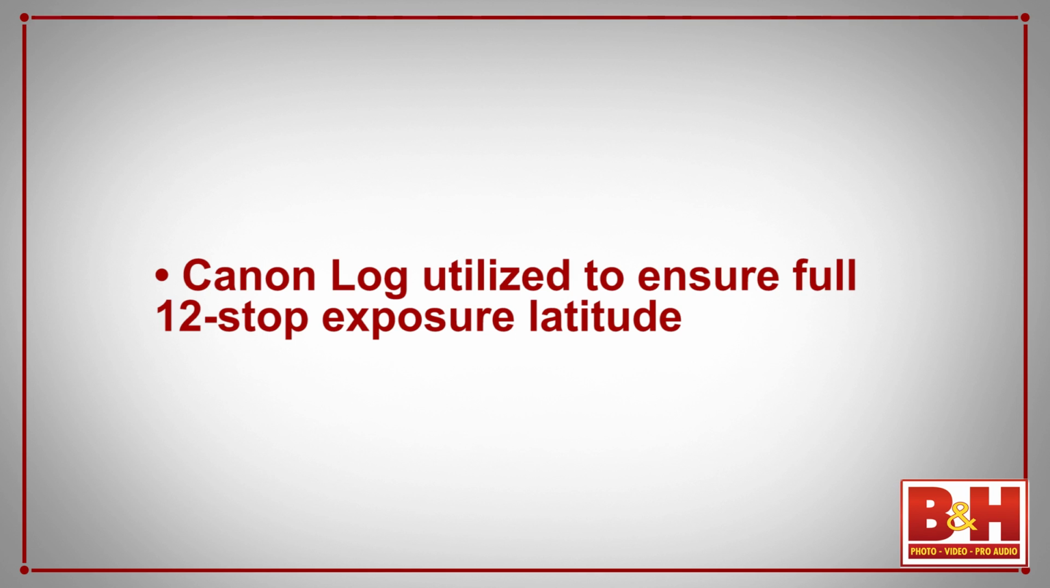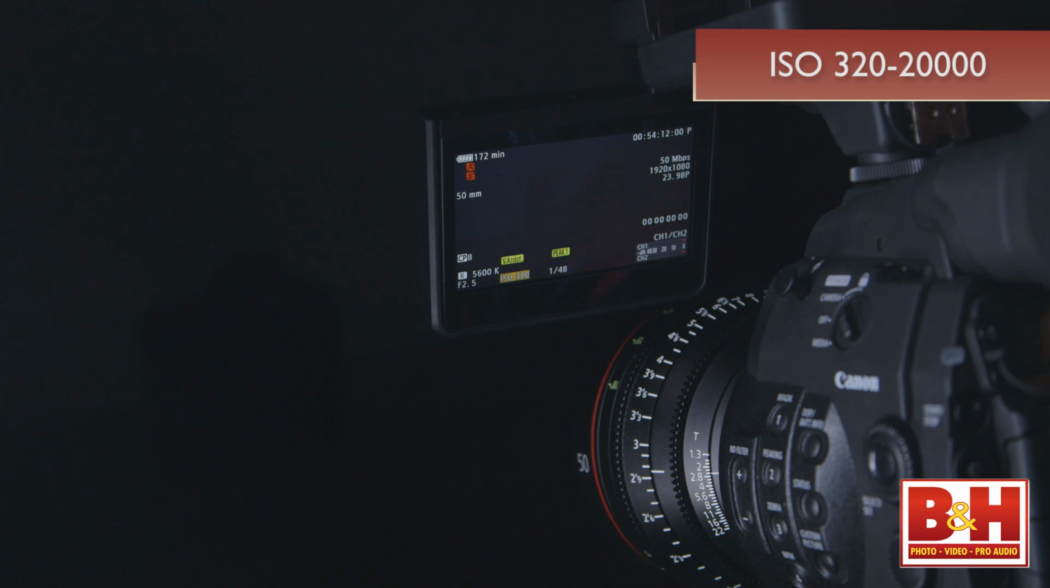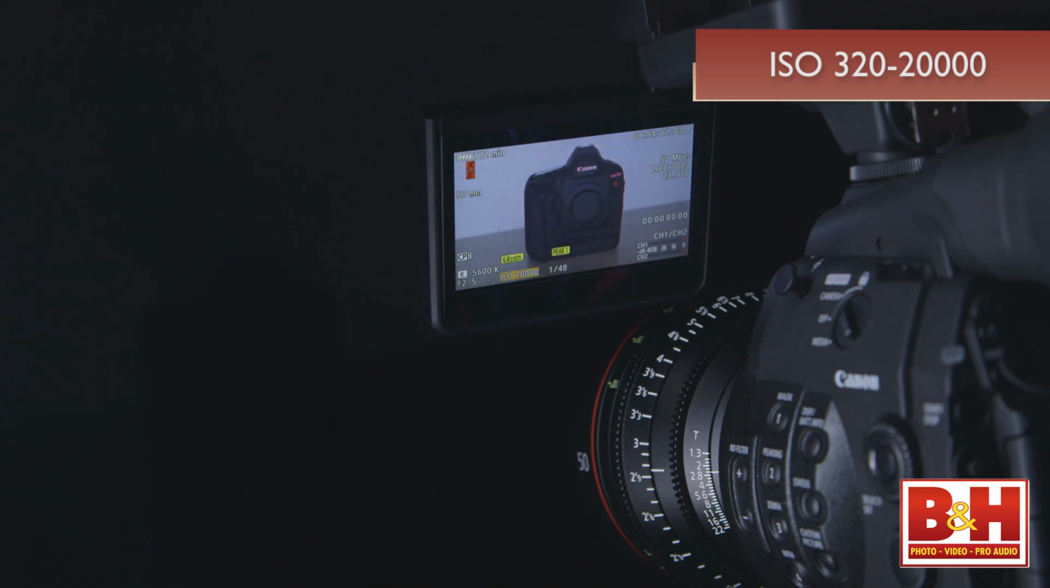On top of that, the sensor in these cameras affords a 12-stop exposure latitude with the use of Canon Log consistently in all 3 of these cameras. It provides a wide ISO range from 320 up to 20,000. In video camera terms, that corresponds to gain settings of -6 dB to +30 dB.